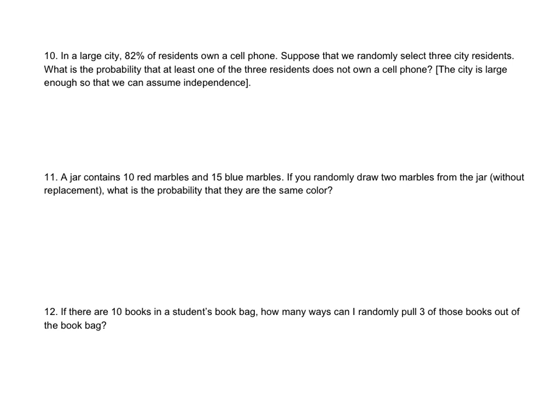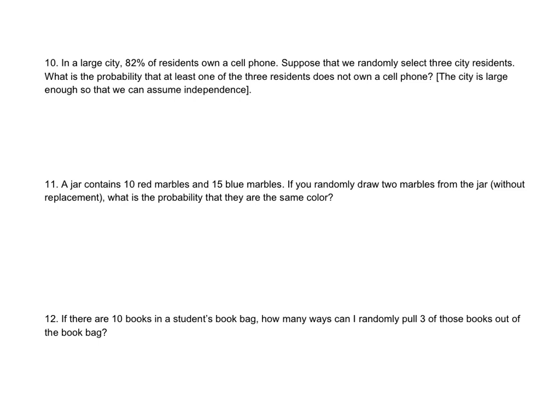So the first problem says, in a large city, 82% of residents own a cell phone. Suppose that we randomly select 3 city residents. What is the probability that at least one of the 3 residents does not own a cell phone? The city is large enough so we can assume independence. So when we wanted to do at least one does not, we do 1 minus the probability that all 3 do. So you do 1 minus 0.82 cubed. And we get 0.4486.